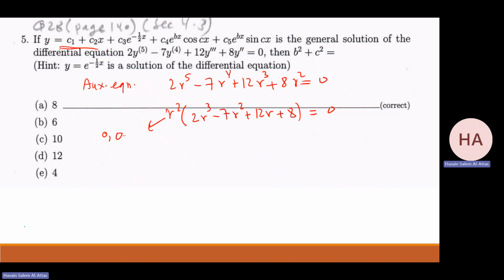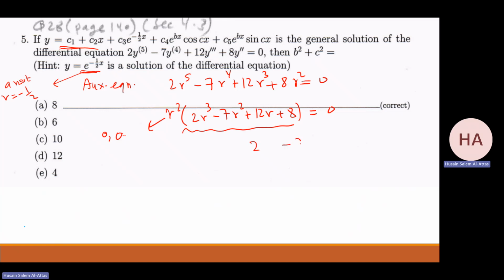This part of the general solution will cover this 0, 0. So now we need to work out these ones, and they need to find somehow to solve this. But he gave me this: e to the minus half x is a solution. So you have a root r equal minus half. So this is one of the roots. So I can do the synthetic division to deal with that root.